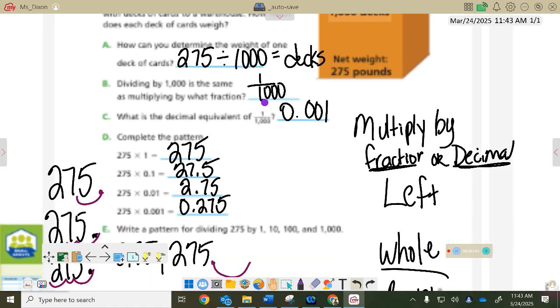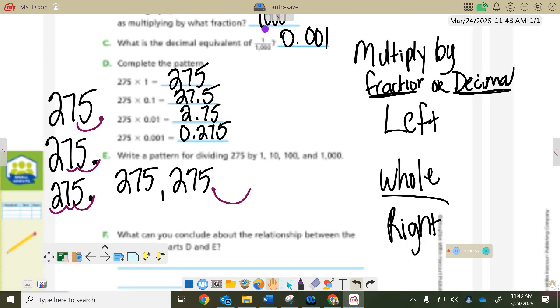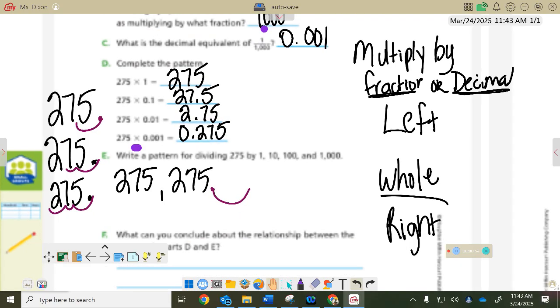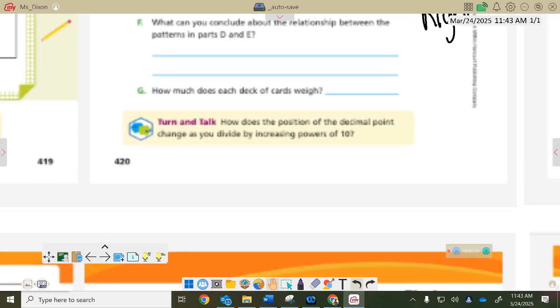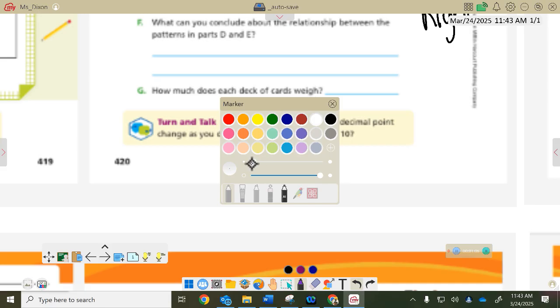1,000. What did we get when we multiplied 275 times 1,000? 275,000. So the weight of each deck of cards is 275,000 pounds.